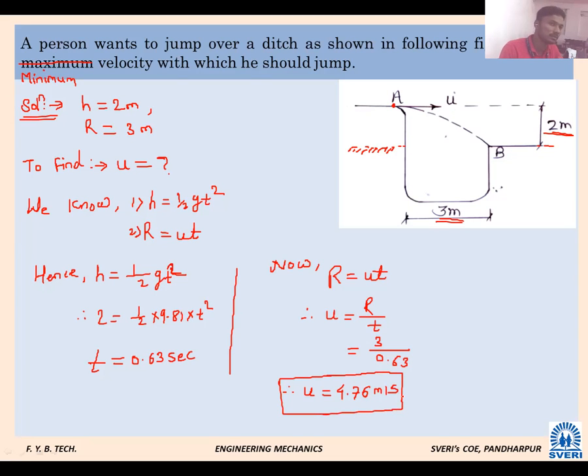What will happen if that person jumps with this velocity? Then he will reach point B, no? If less than this, he is going to drop into, or we can say fall into that. Minimum velocity, this much he should jump. If he jumps with more than this, no issue. He will go to the next side, nothing else. Okay. Type number 1.